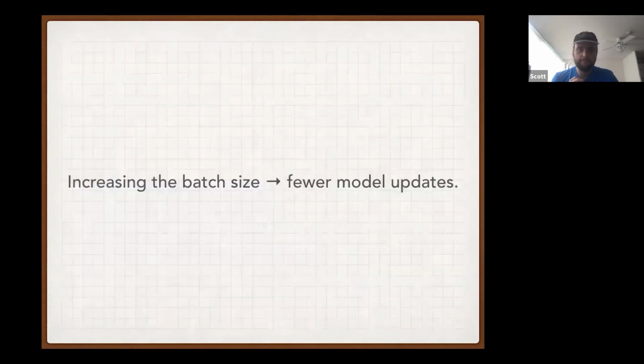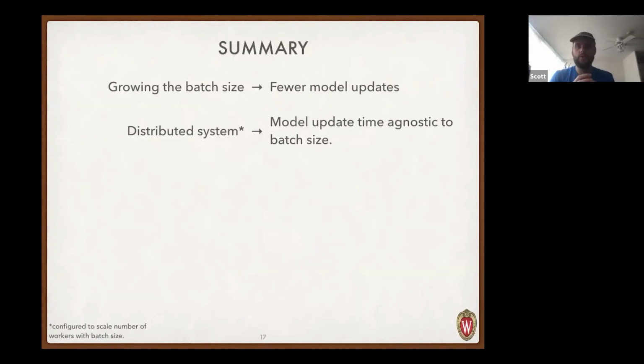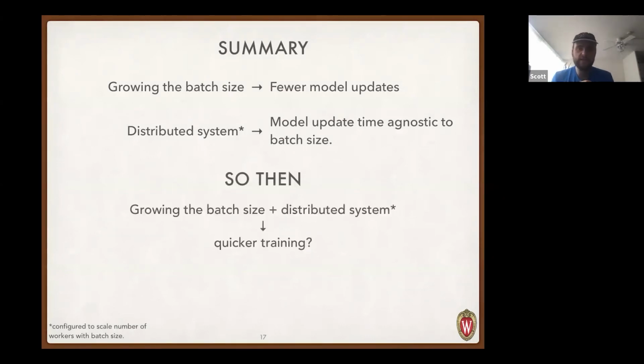Okay. So the main takeaway from that section was that increasing the batch size can yield fewer model updates. So the takeaway from the last 4 or 5 slides was if you grow the batch size, you can have fewer model updates. And if you have the right distributed system, the model update time can be agnostic to the batch size. So the question I asked is, if I grow the batch size and have the right distributed system, can I have quicker training? It will take less time to train.